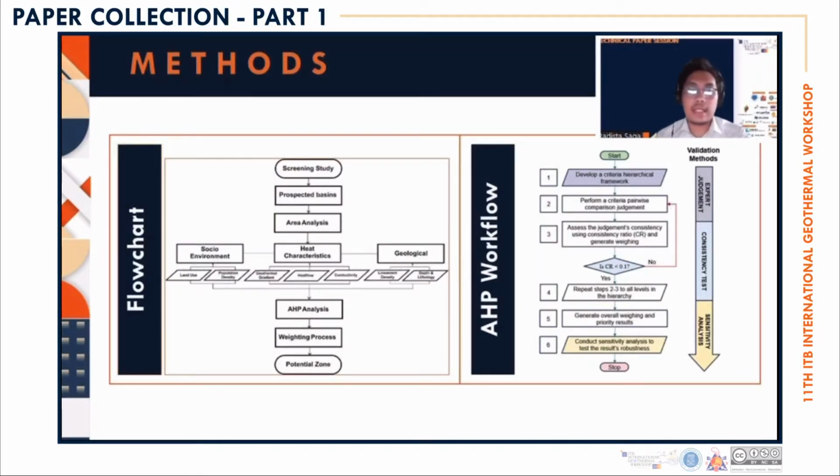We use the analytical hierarchy process with a four-level hierarchy framework. The four main criteria are assessed to obtain the weight of the criteria through judgment. In the weighting process, the consistency ratio obtained is below 0.1. Then after conducting weighting of each criterion, the alternatives are evaluated to generate the final recommended zone for developing enhanced geothermal system in Indonesia.